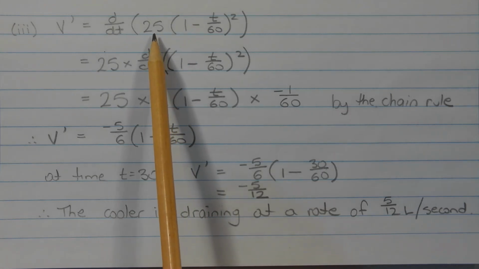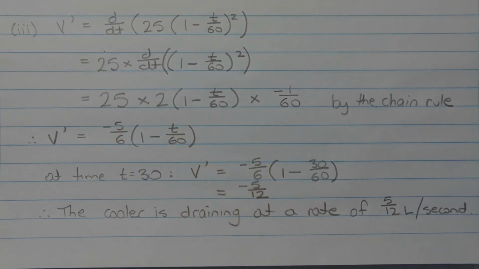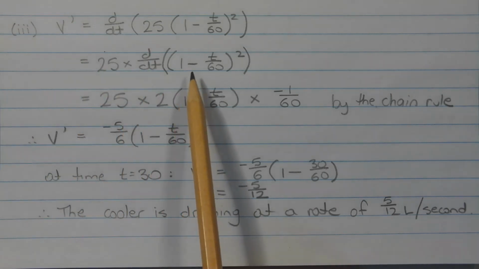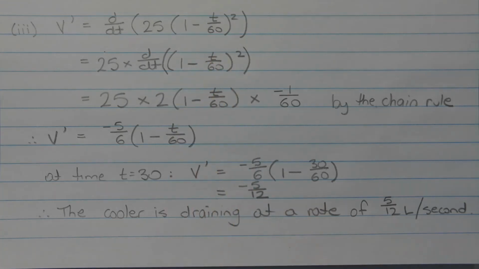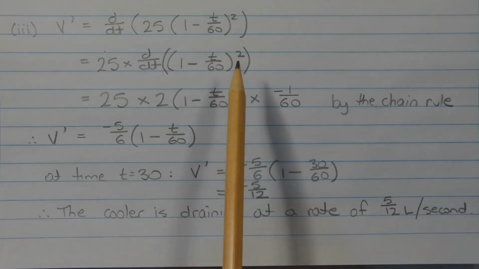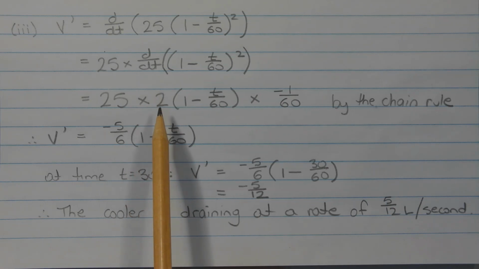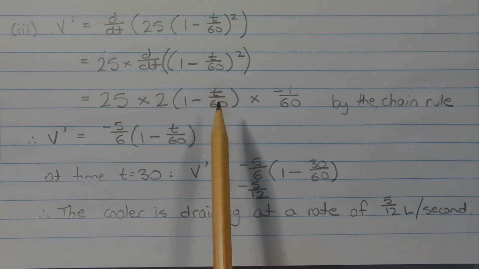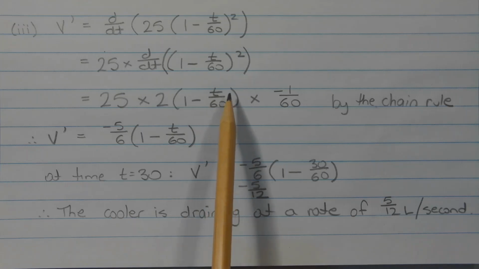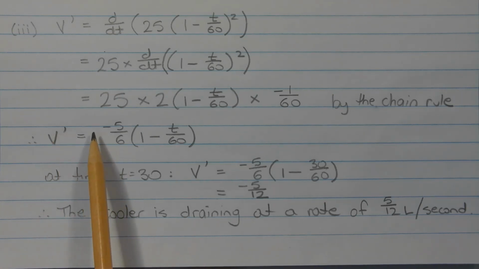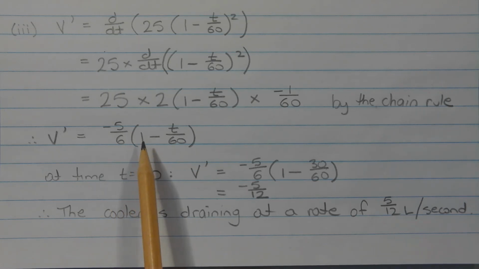Now 25 is a multiplying constant that can be taken outside of the derivative. So V dash is equal to 25 times d/dt of (1 minus t over 60) to the power of 2. Now we need to apply the chain rule to differentiate this function. So that equals 25 times 2 times (1 minus t over 60) multiplied by the derivative of what's in brackets here, which is negative 1 over 60. And that simplifies to V dash equals negative 5 over 6 times (1 minus t over 60).